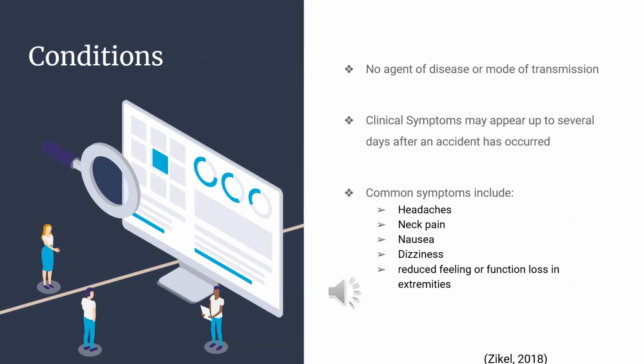So because this is a non-communicable disease, there is no agent or transmission. However, there are a couple types of clinical conditions to keep in mind when speaking about motor vehicle accidents. The first being commonly experienced symptoms following the accidents. Symptoms may appear up to several days later and can include headaches, neck pain, nausea, dizziness, reduced feeling or function loss in extremities. Other symptoms that are not listed can include abdominal pain, swelling, fainting, seizures, anxiety, and PTSD.